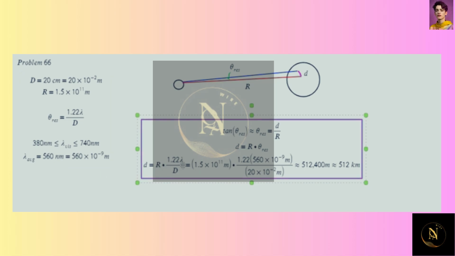Notice that d is proportional to lambda, so if we use visible light on the lower end, we're going to get a more powerful telescope based on this equation. If we use light on the higher end, this distance is going to increase. Whatever lambda you use, it should be between these two extremes for visible light, but it should be on this order of magnitude. So this concludes problem 66.